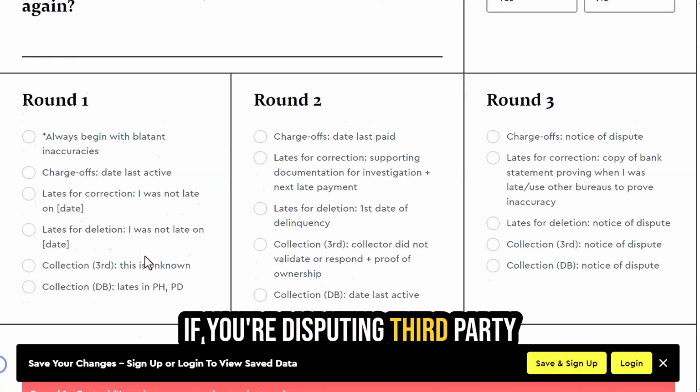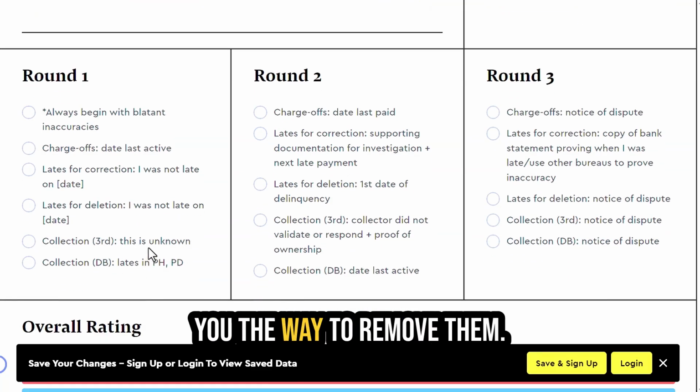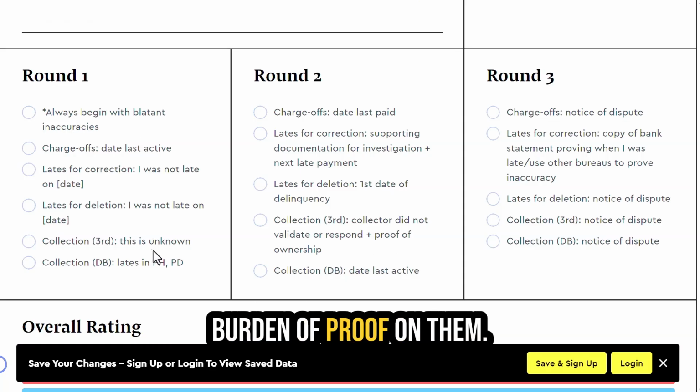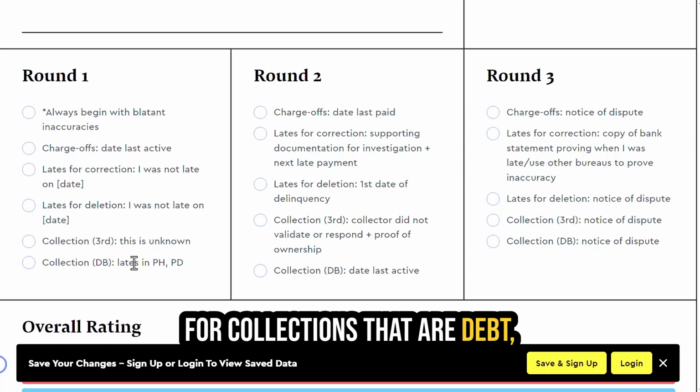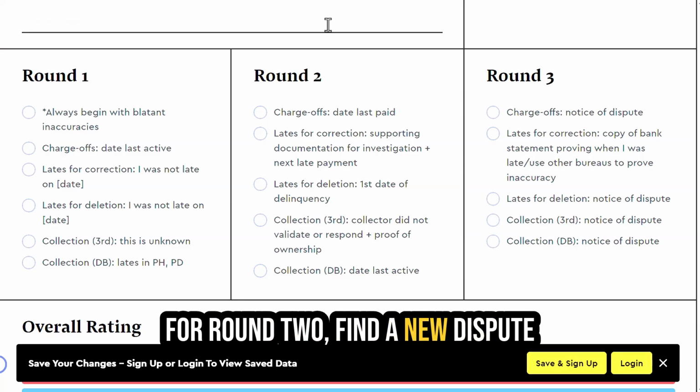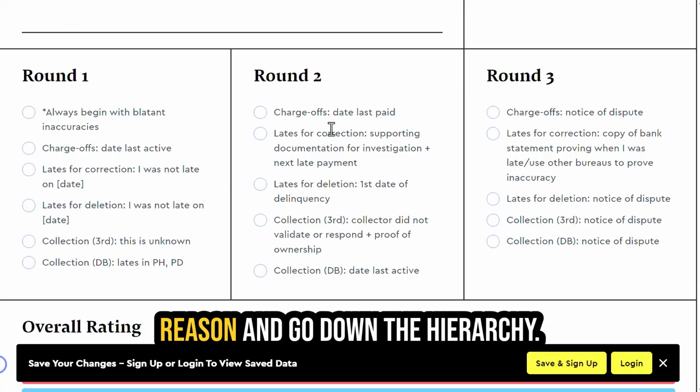If you're disputing third-party collections, I'm going to give you the way to remove them, but with the bureaus, this is "unknown." You're putting that burden of proof on them. For collections that are debt buyer collections, check for payment history and past due. For round two, find a new dispute reason and go down the hierarchy.